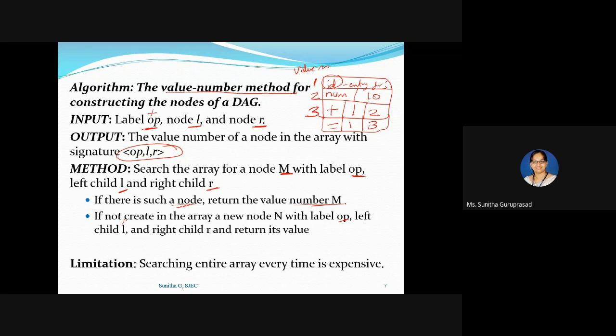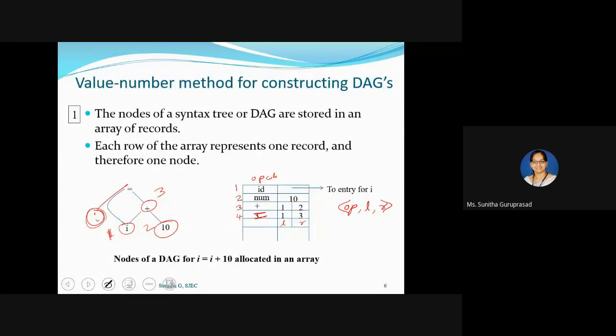You are supposed to return the value number for I. Both are one itself. Even though one more ID called I is created, the value number will be one itself. That is how we create a tag. That is the first step.